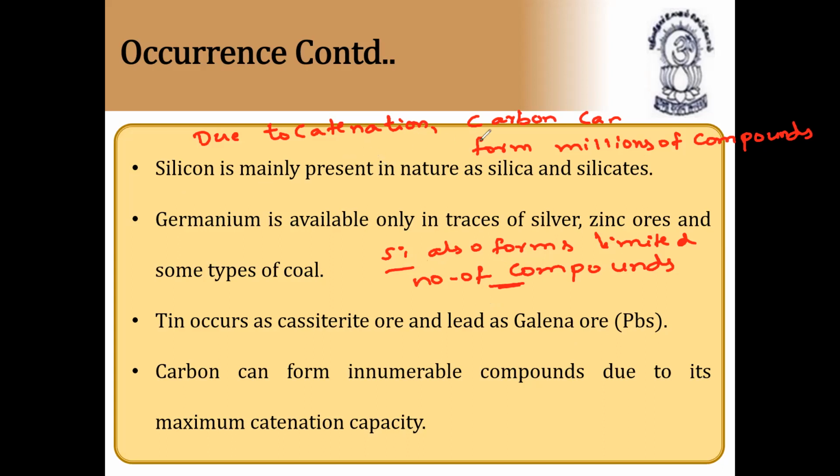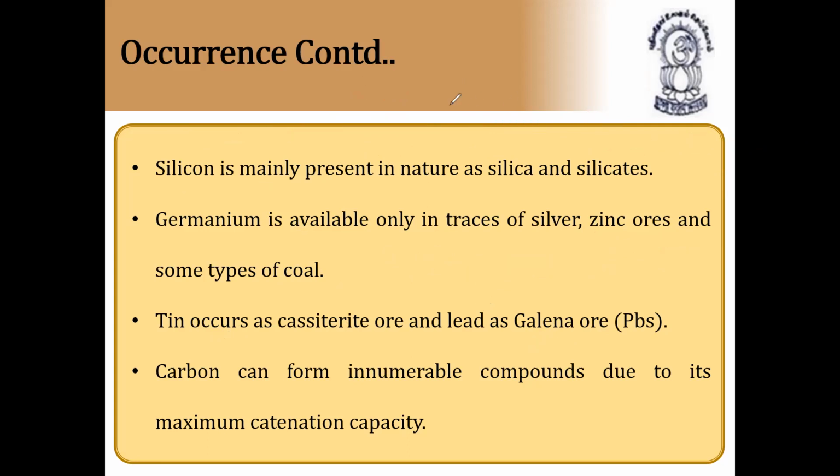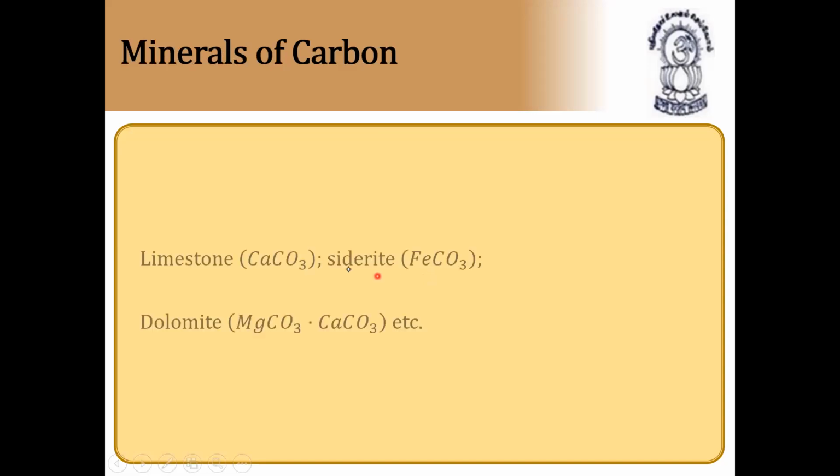As carbon forms millions and millions of compounds, its study is kept separately. That's why it is called organic chemistry. More about carbon compounds we'll study in organic chemistry, and silicon we'll study in this chapter, as I told you. In this group we have two metals, two nonmetals, and one metalloid. What is the metalloid in this group? That is germanium.